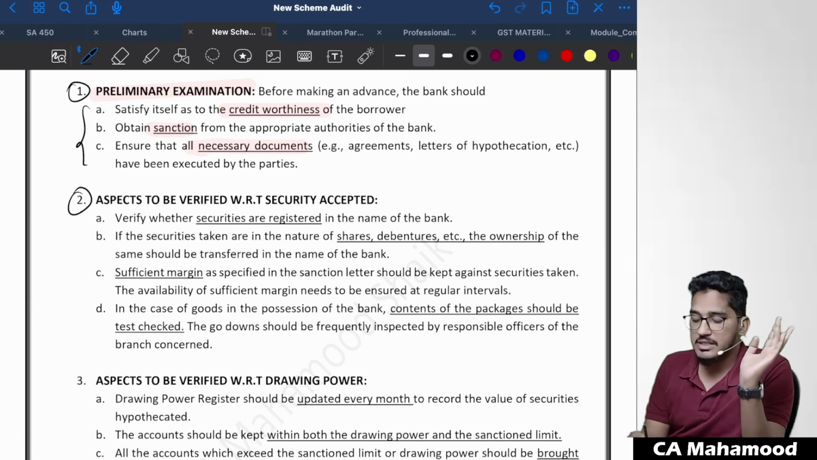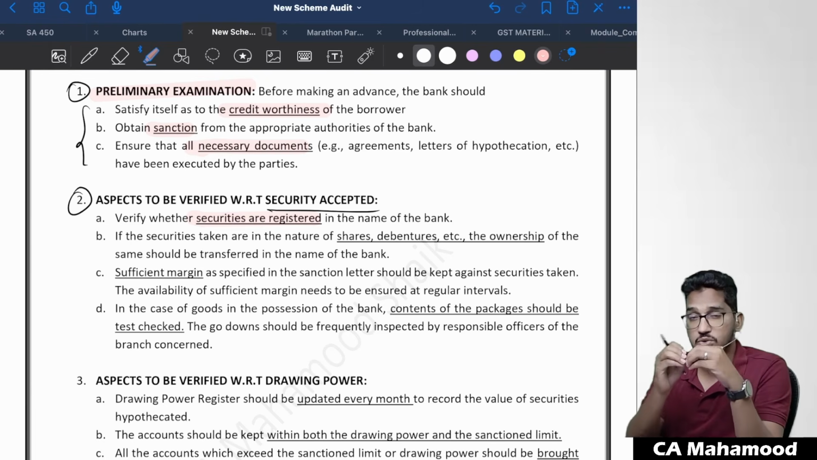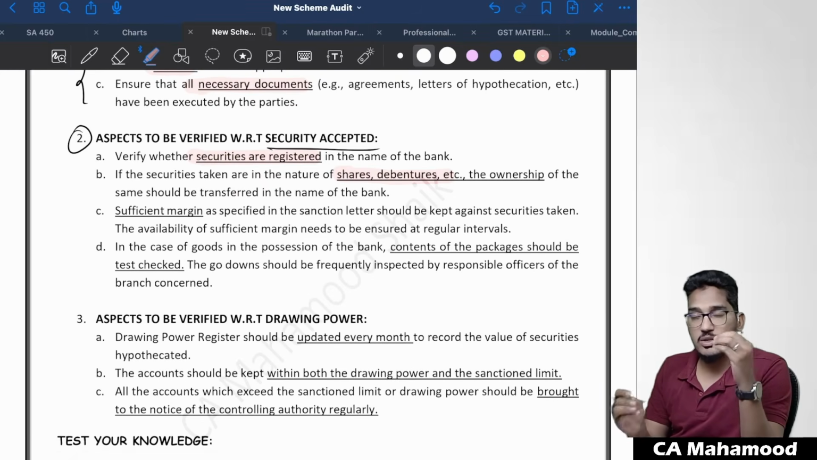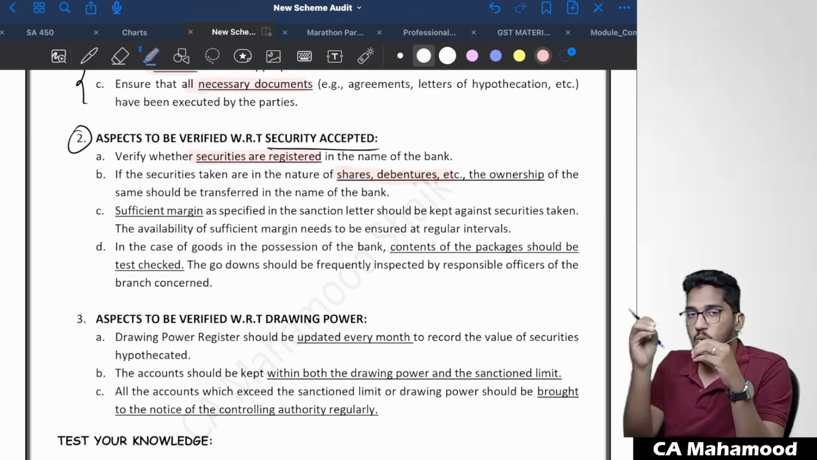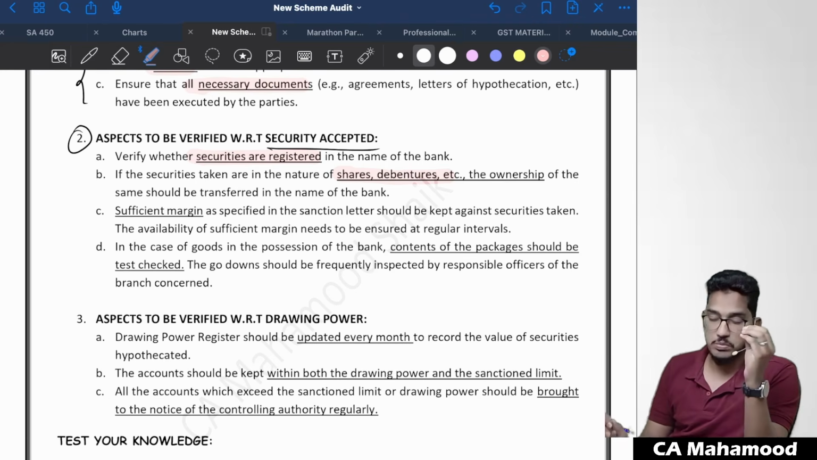Then I have to verify some aspects with regard to security. What things do I need to check regarding security? Number one, whether all the securities are registered in the name of the bank. Whatever securities the banker has accepted, that asset should be registered in the name of the bank. In case shares and debentures are given as security, the ownership will get transferred to the banker. Once the customer repays the loan, the shares and debentures will be transferred again to the borrower.